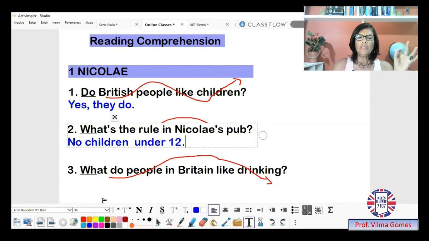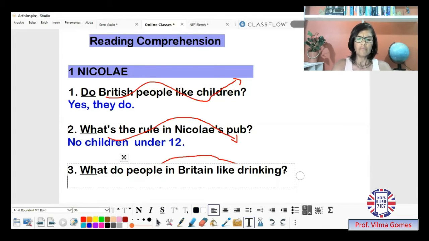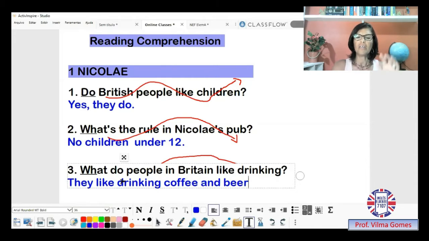Number 3. What do people in Britain like drinking? What do they like drinking? Come on, answer the question. They like, because it's an information question, I need to give a piece of information. Toda vez que for uma pergunta de informação, eu tenho que dar essa informação. They like drinking coffee and beer. Right? They like drinking coffee and beer.